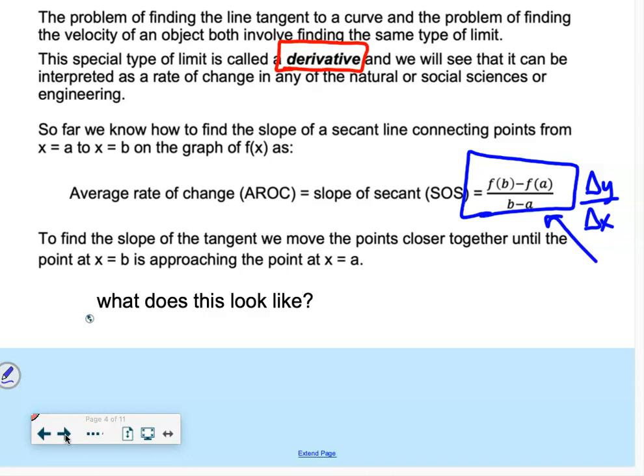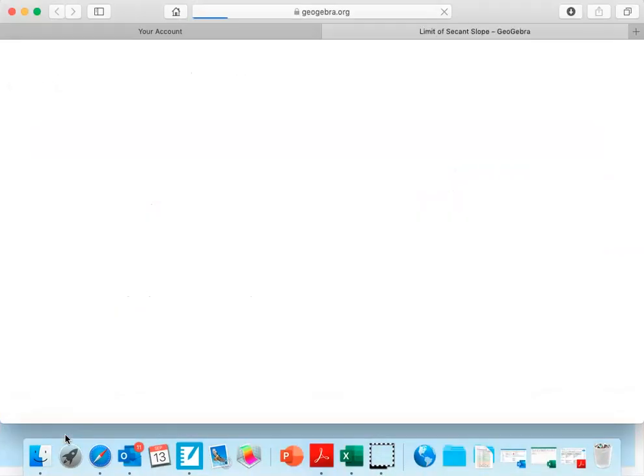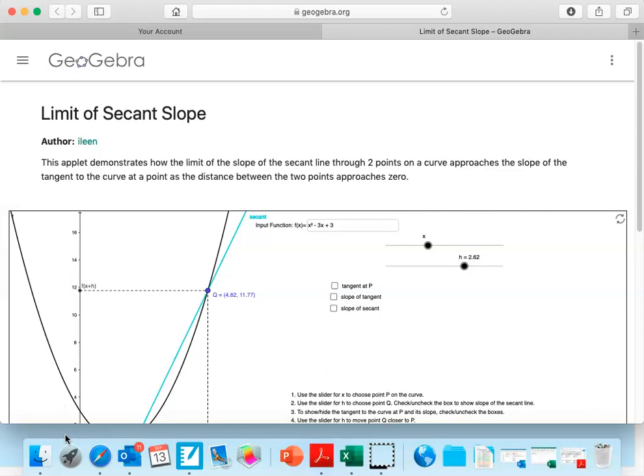Now, this gives you an average rate of change. That's slope of the secant. That's what we've been doing. Today, we're going to take it up to slope of the tangent, and I found a GeoGebra demo, since your book didn't have any really good demos on this.